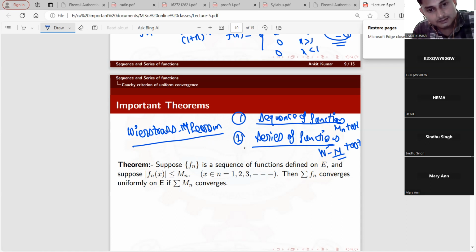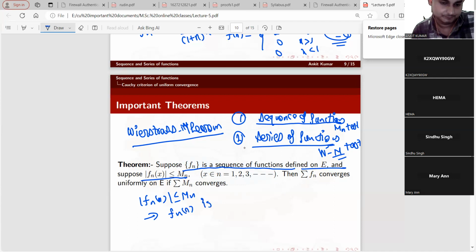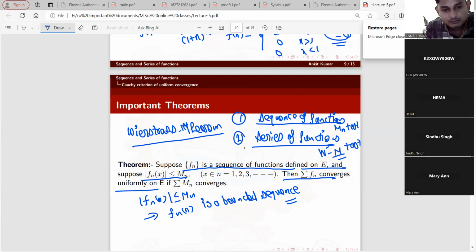Suppose f_n is a sequence of functions defined on E. What is the meaning of this? This denotes that f_n(x) is a bounded sequence: mod of f_n(x) is less than or equal to M_n. Then summation of f_n converges uniformly on E if summation of M_n converges.